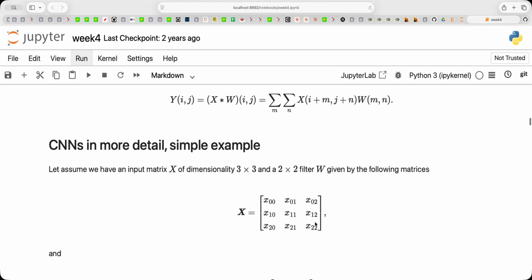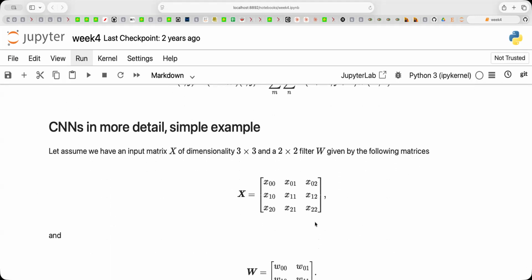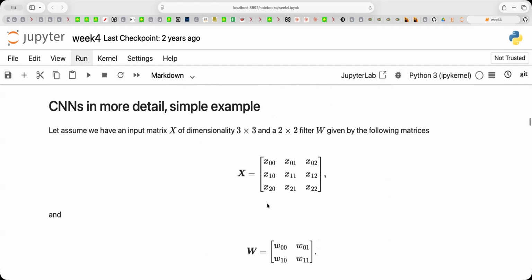So I just wanted to look at the CNNs in a little bit more detail. Here's a simple example, and this is more relevant. This is back to the example which we started with in the previous lecture. So suppose this is your input: a 3x3 matrix and a 2x2 filter. The example I showed you earlier was just a simple polynomial multiplication. This is actually closer to what you end up doing in practice when you're dealing with convolutional neural networks.